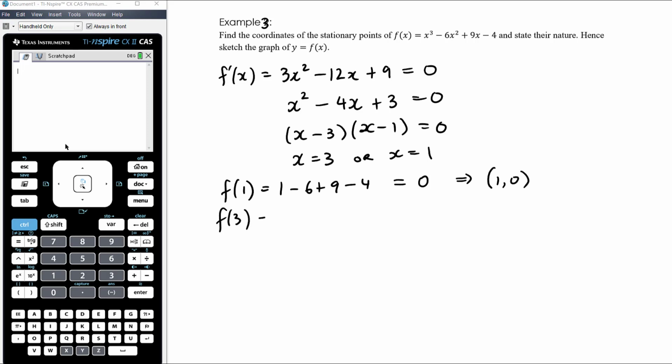F of 3: 3 cubed is 27, minus 6 times 3 squared, which is 9, and 6 times 9 is 54, plus 9 times 3, which is 27, and minus 4. Okay, so 27 plus 27 is 54, take away 54 is 0, and then we've obviously just got minus 4. Okay, so that is the point 3, negative 4.